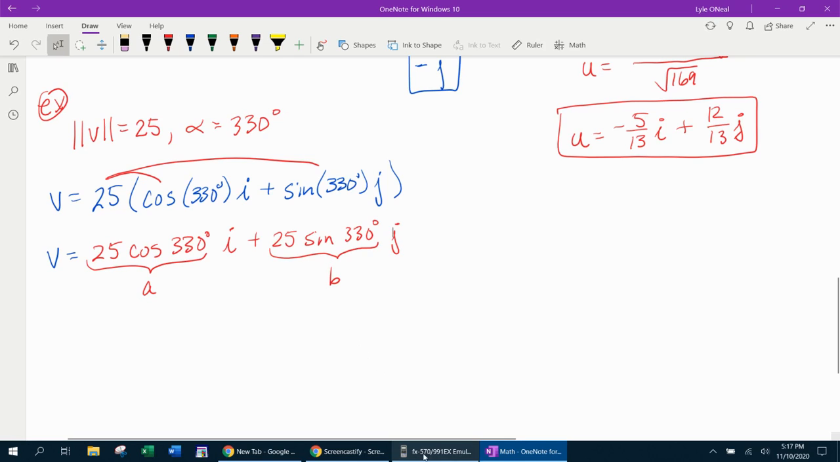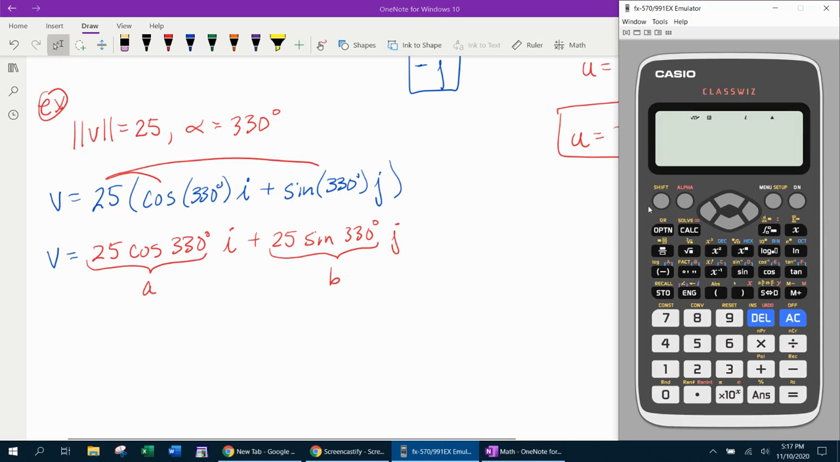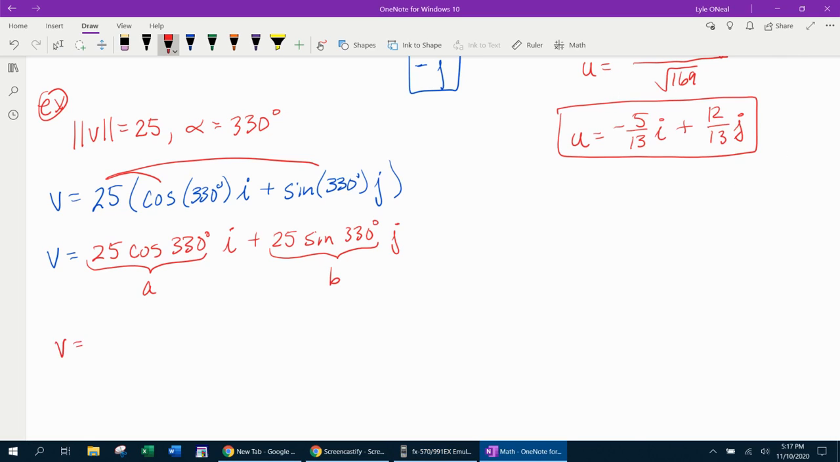And to calculate those values, instead of using the unit circle and finding the x coordinate and the y coordinate at 330, I'm going to use the calculator, and we're going to do 25 cosine of 330 degrees, and that's going to be 25 square root of 3 over 2. That is the exact value. So for vector v, that's going to be 25 square root of 3 over 2. That'll be the i component of the vector.